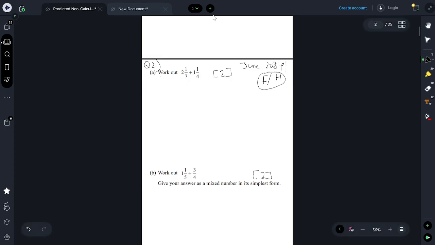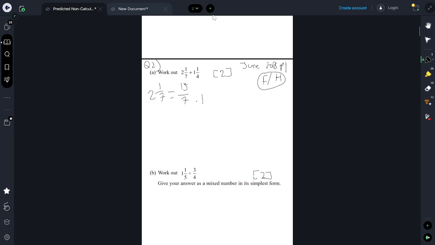Okay, so part A, question 2. Work out this. So it's going to look like this. So you're going to have a mixed fraction. So the best thing to do is to firstly write it as an improper fraction, so just a fraction, no mixed number. And so how do you do this? Well, you times by the bottom number, add the top. So 2 times 7 is 14, add the 1, 15, and that'll be over 7.